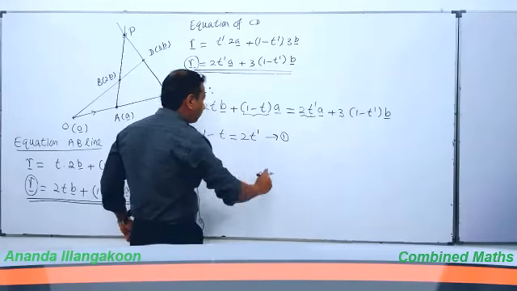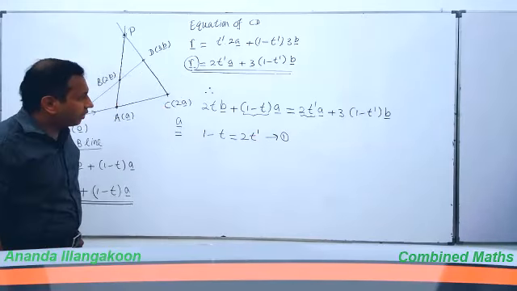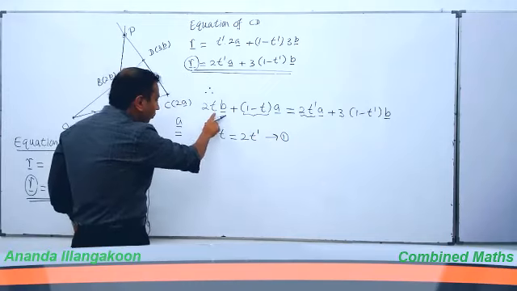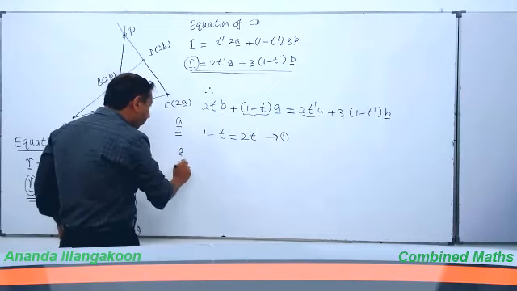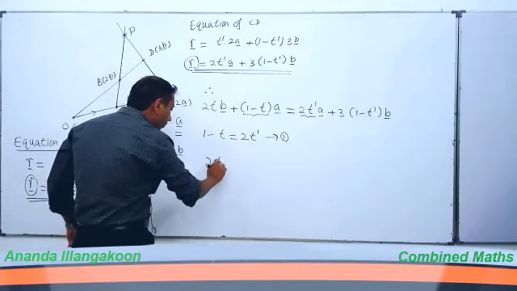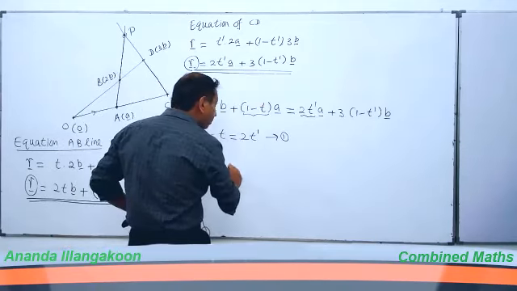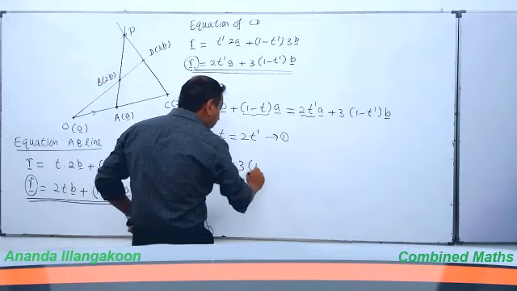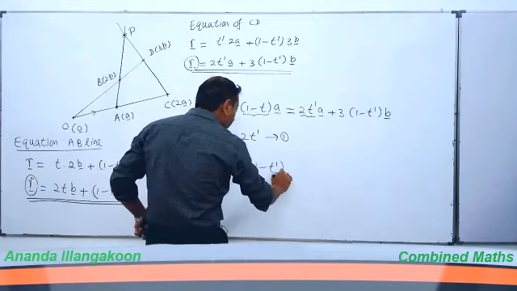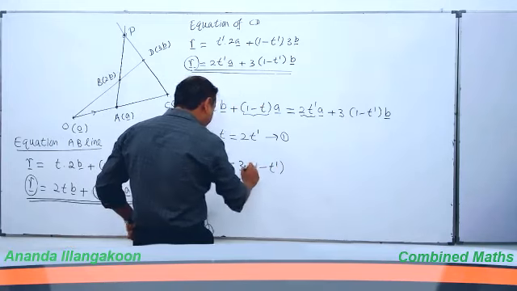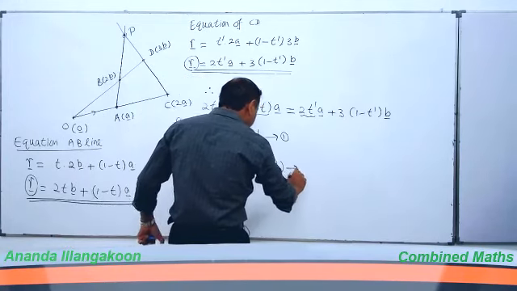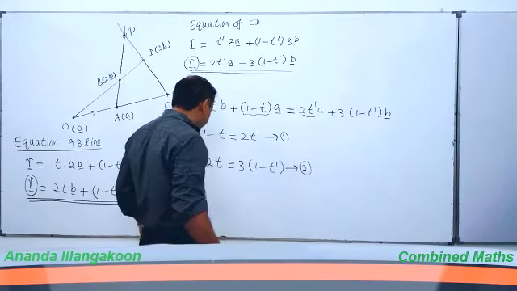Take number 1. B vectors, people, here 2T equal to what? This, 3 times 1 minus T dash. Take this as number 2.